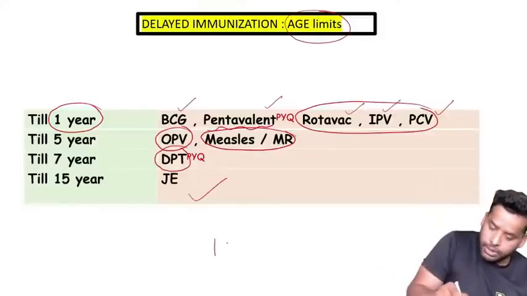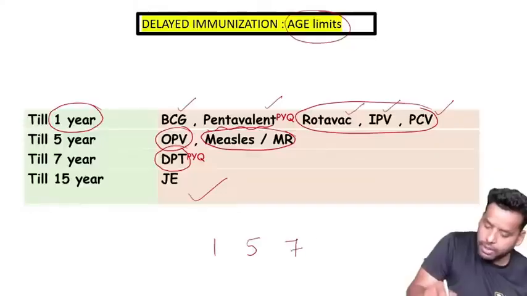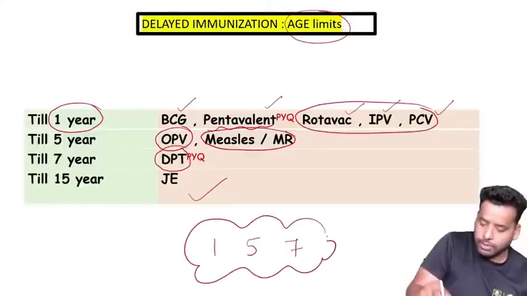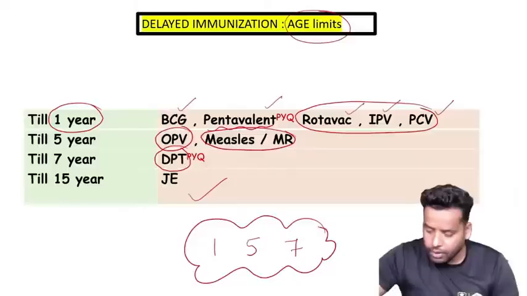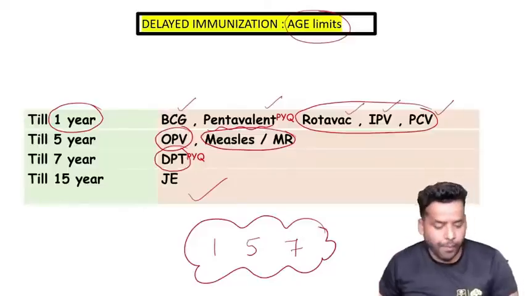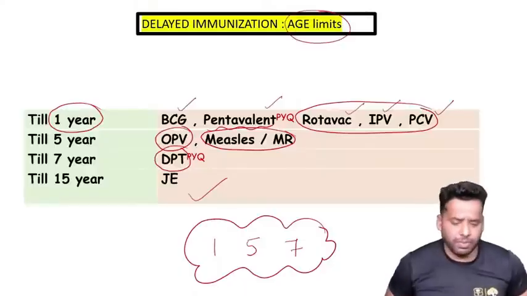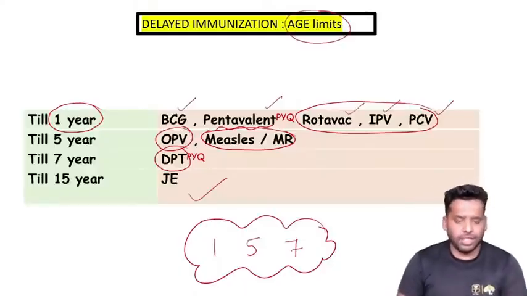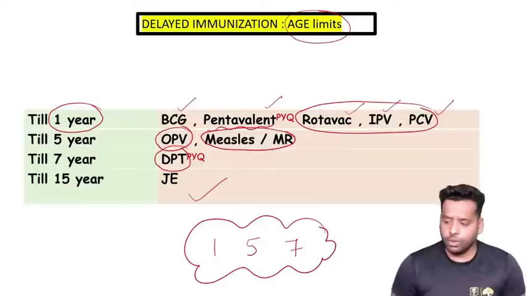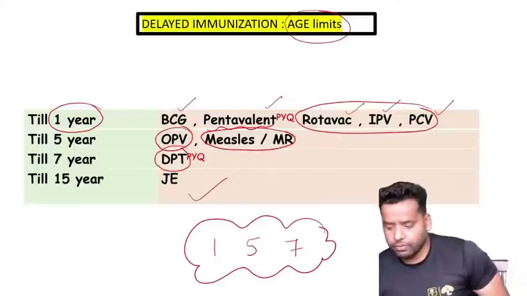I want you to type 3 numbers for me. 157. Type this number in the chat box. Good. 157. Usually we ask questions on pentavalent most of the time. 18-month-old child, 2-year-old child, like that we give. 157.